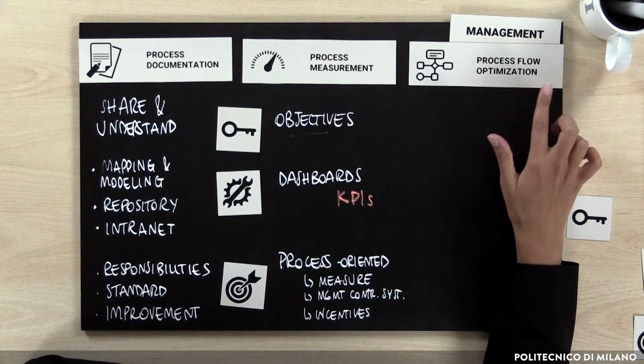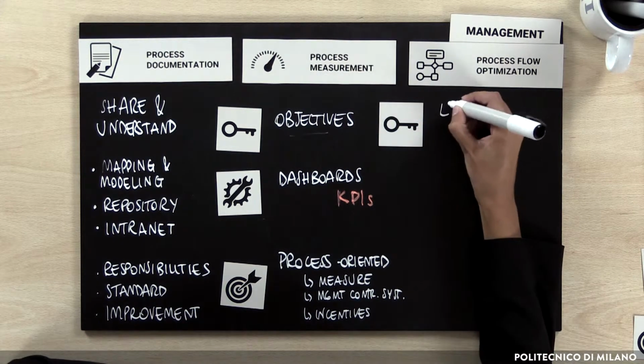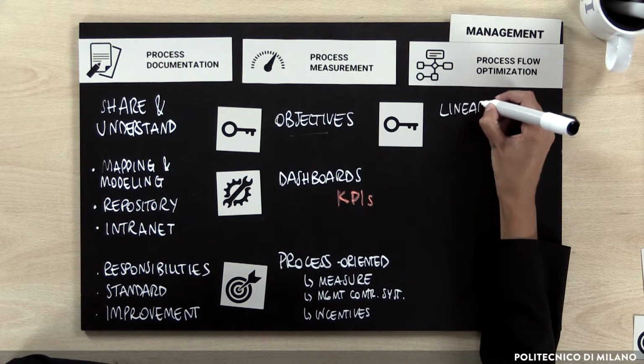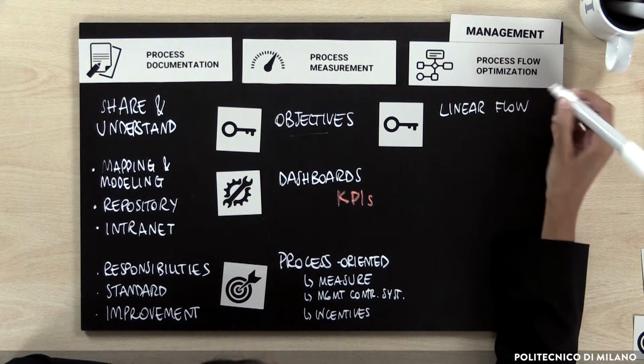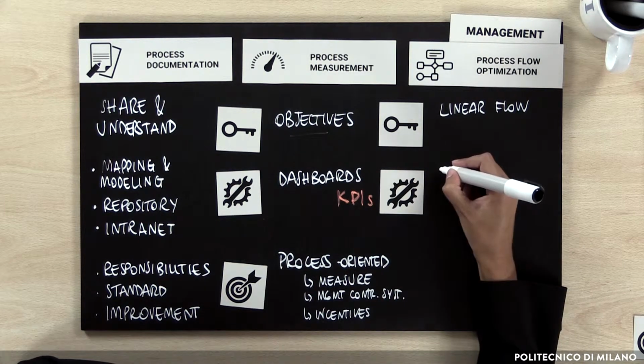The last management principle is process flow optimization. The key point of this principle is to design the flow of activities performed by the company in a process-oriented sequence. In other words, this principle suggests to simplify the sequence and the flow of activities which are too fragmented or too complex, because, for example, they are carried out by different positions in different organizational units in a not linear flow, in order to facilitate the process orientation and management. Which are the levers to put in place?